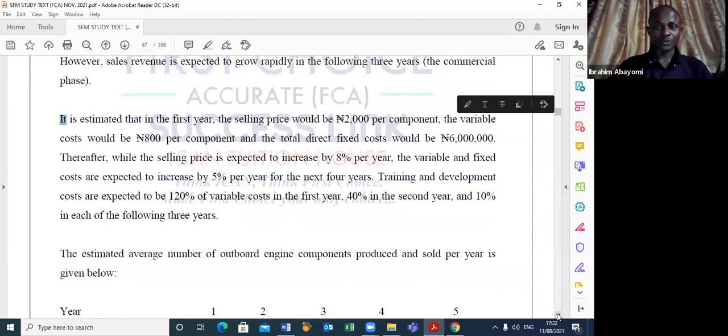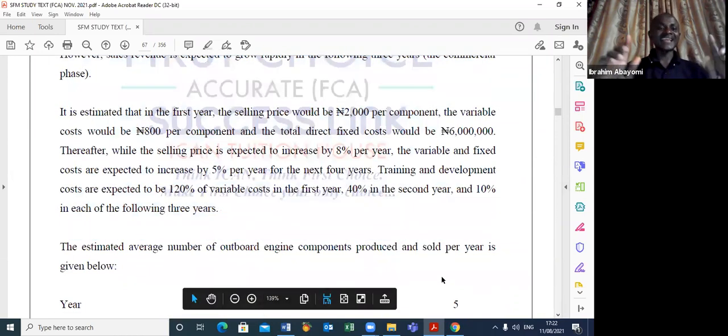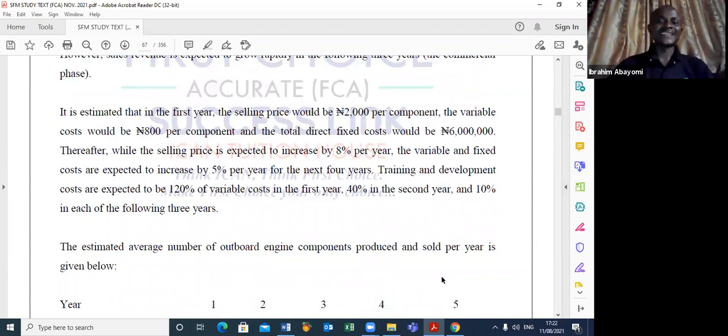That is paragraph 2. Now, paragraph 3. It is estimated that in the first year, the selling price will be 2,000. You can see the language here will be, that is a future. That is a future cash flow, will be future tense. It will be, it's different from it has been, okay?